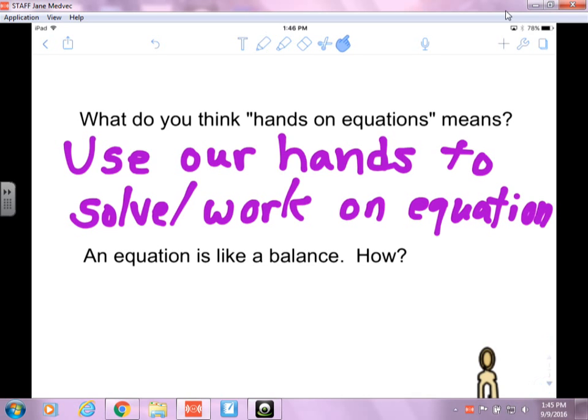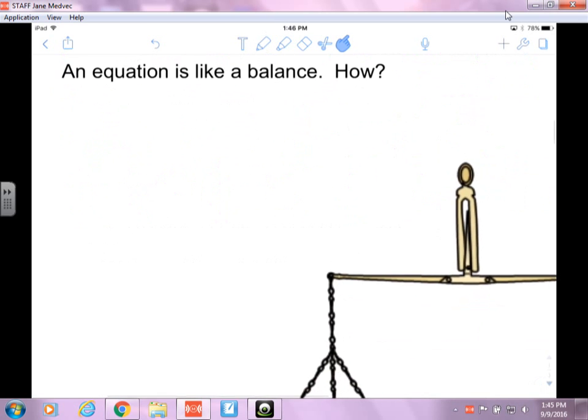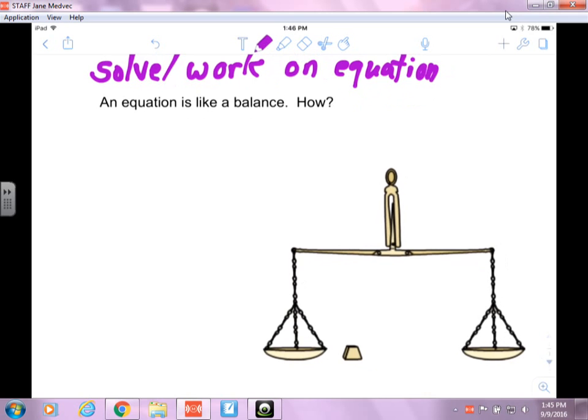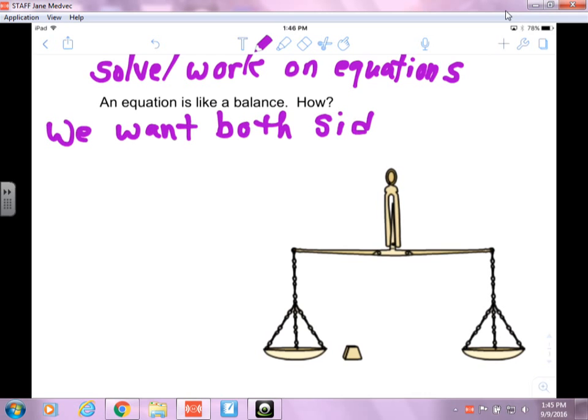Now, let's go down a little bit more. I am telling you that equations are like a balance. What do we know about a balance? We want them to do what? Yes. We want them to be even or equal on both sides. So we want both sides to be even, or equal.